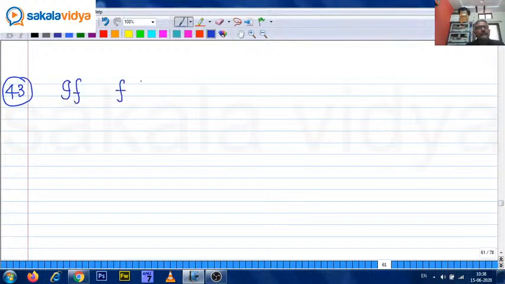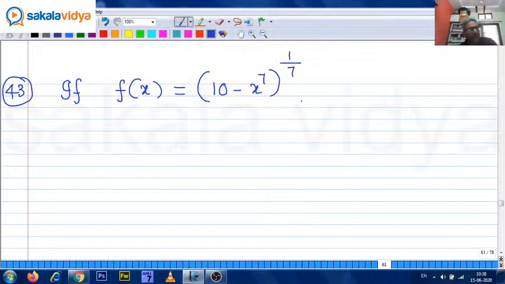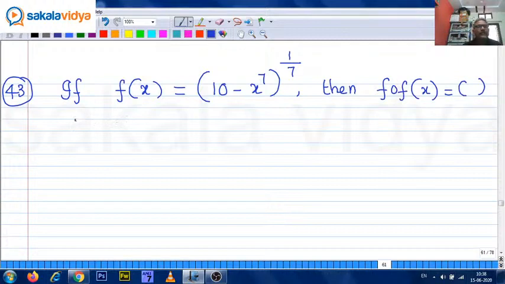If f of x equals 10 minus x to the power of 7 whole to the power of 1 by 7. You know the answer now. Everybody says the answer. Then f circle f of x. First option 10. Second option is x. Third option is x to the power of 7. Fourth option is 10 to the power of 7.